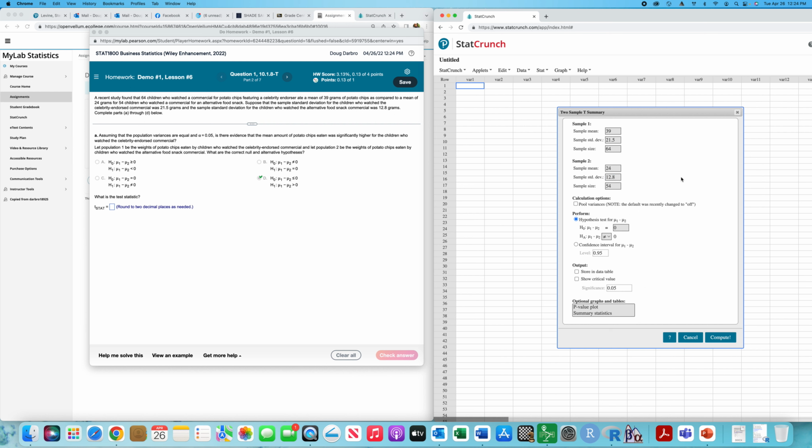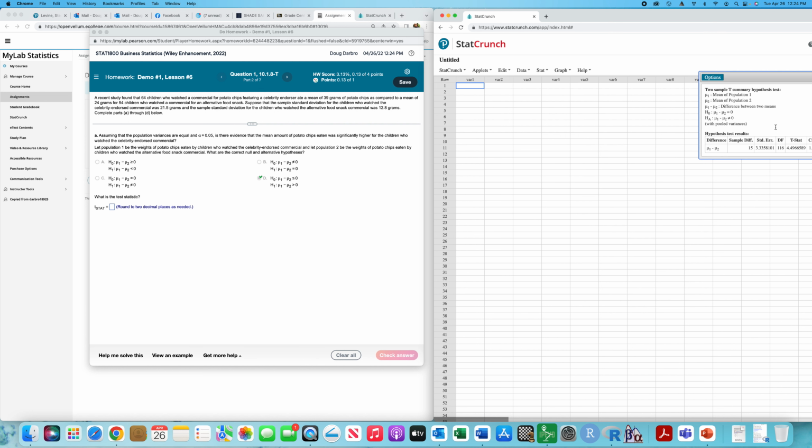Now, from a technical perspective, with a stronger stats background, if I have a standard deviation of 12.8 versus 21.5, I don't know how we assume that the variances are equal. But anyway, we are going to pool our variances. The default is off, but we want to pool our variances here for some reason. And I want to show our critical value. So I'm going to compute.